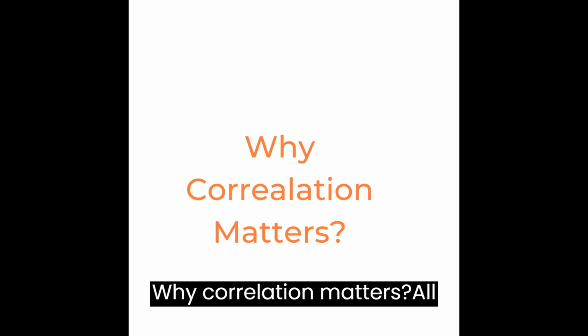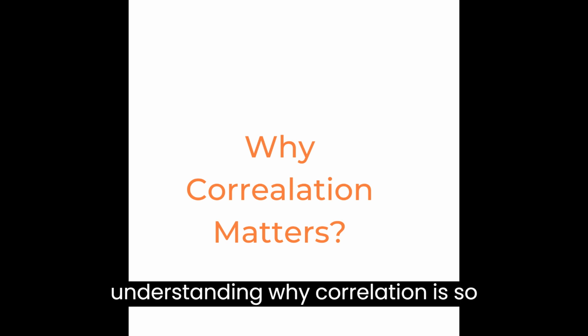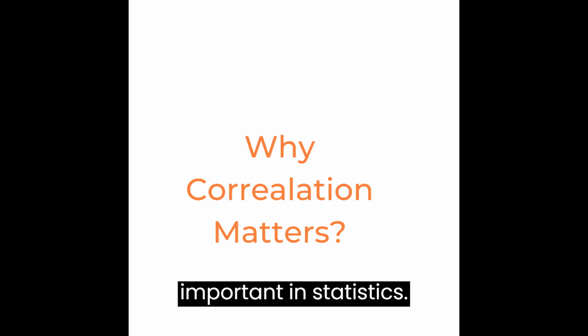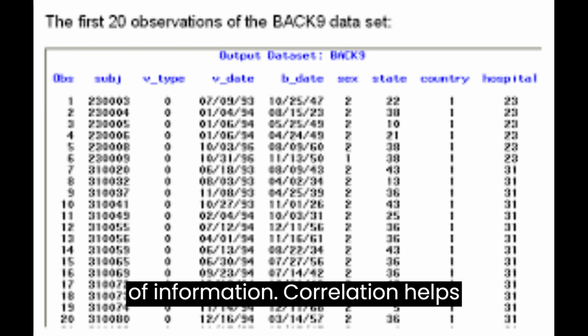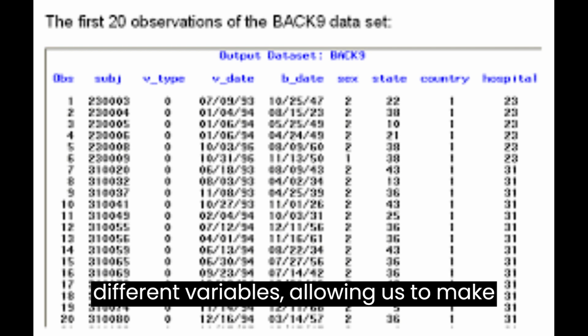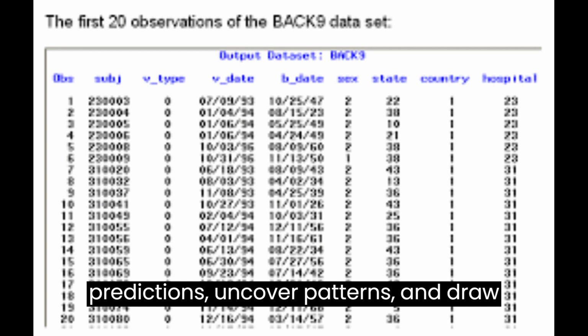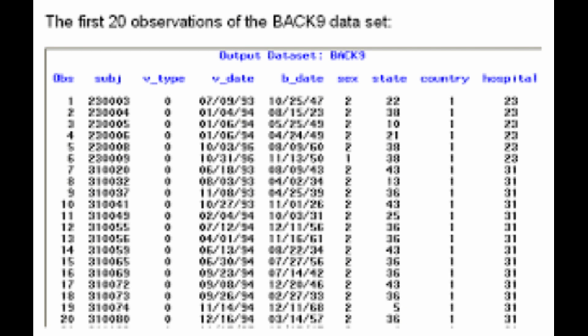Why correlation matters. Alright, let's kick things off by understanding why correlation is so important in statistics. Imagine you have a data set with tons of information. Correlation helps us identify relationships between different variables, allowing us to make predictions, uncover patterns, and draw meaningful conclusions.